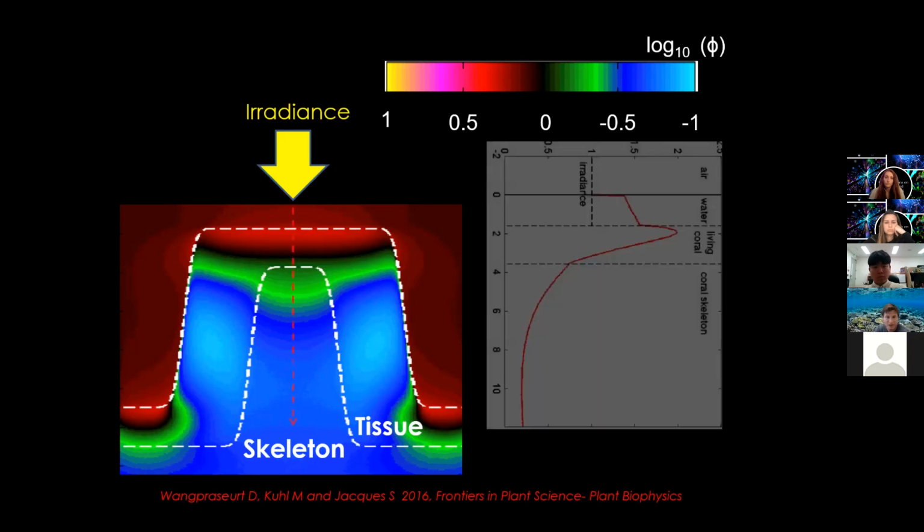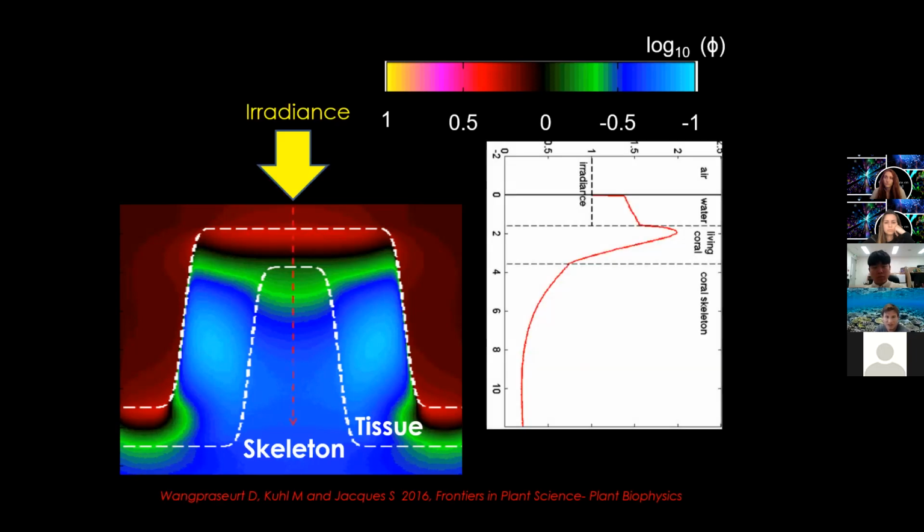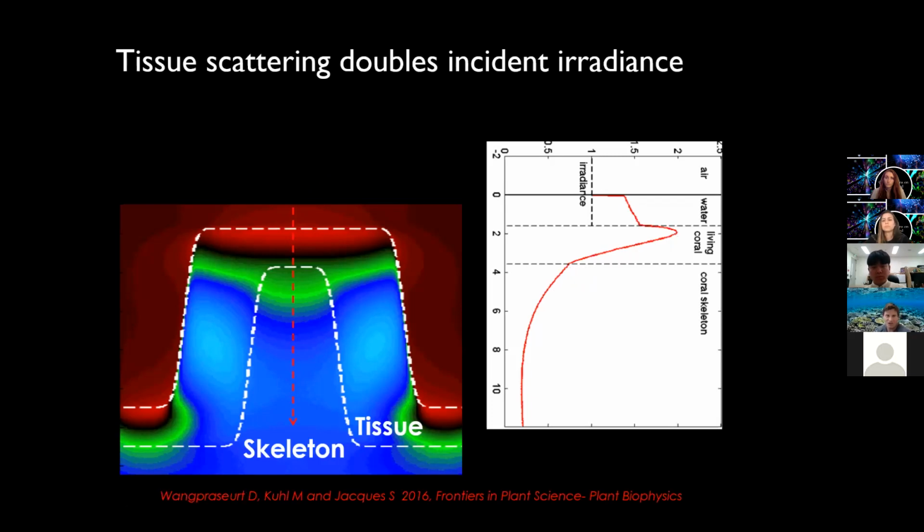If we plot the attenuation as a function of z, what you can see is that as we approach the coral surface, you already see a strong enhancement in the fluence rate on top of the water. Once you have entered the coral tissue, you reach a strong subsurface maximum, and then you have rapid attenuation. But once you reach the skeleton, this attenuation is reduced. What this shows is that coral tissue scattering approximately doubles the incident irradiance.